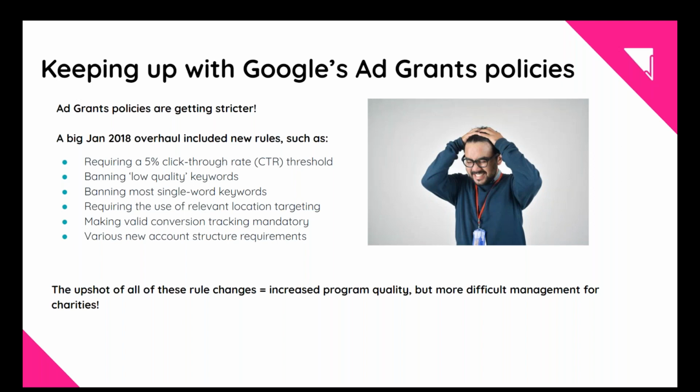So charities now have to serve ads that are much more focused and targeted in order to stay compliant with the rules, and that means people searching on Google are less likely to be distracted by ads that aren't quite relevant to what they're looking for. The downside to this for charities themselves is that it makes things much harder to manage on your own without time or prior knowledge. So let's just have a quick run through each of these rules in a bit more detail now, and we can see what can be done to help meet them.